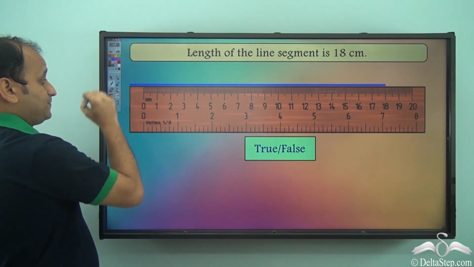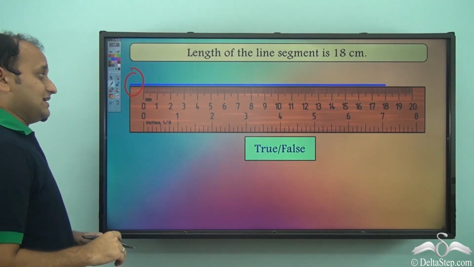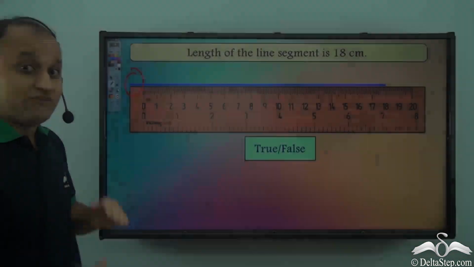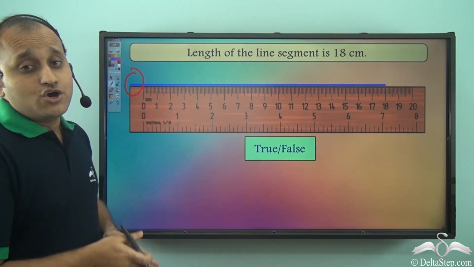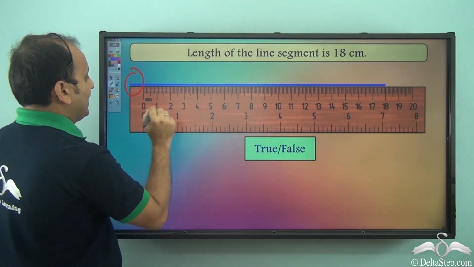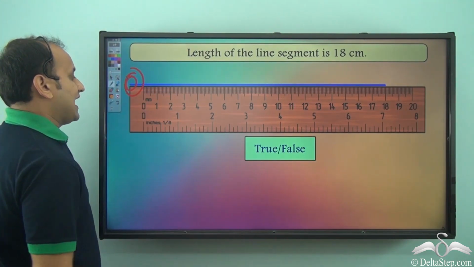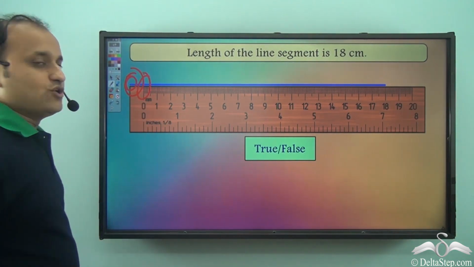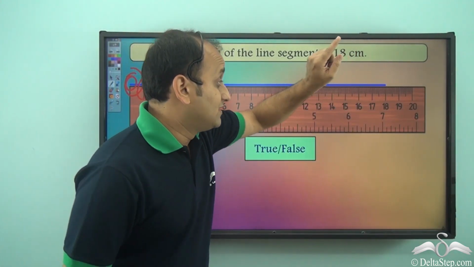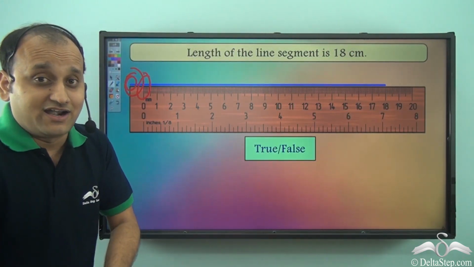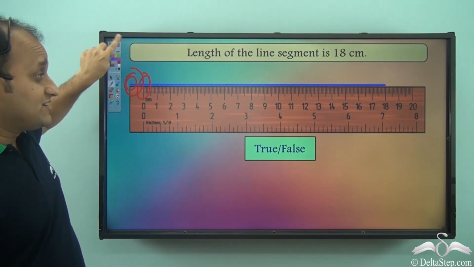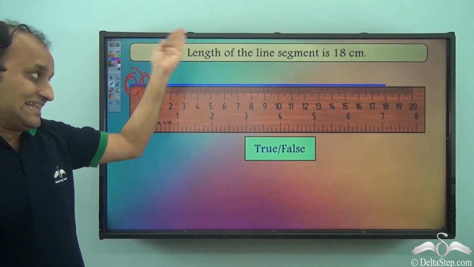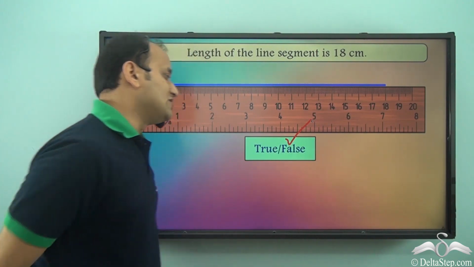So in this case, what do we see? We see that the other end is matching exactly with the edge of the ruler, which is not the right way of measuring length using a ruler. What do we need to do? We need to place this end of the line segment here, exactly matching with the 0th division, and only then the reading will be the correct reading. So in this case, as the starting point is wrong, definitely this reading of 18 centimeter is not correct. So this statement is false.